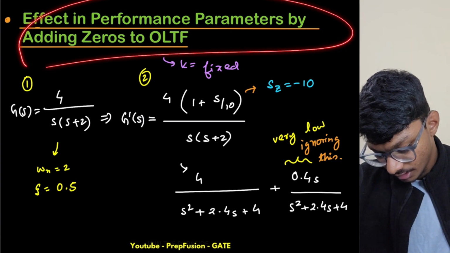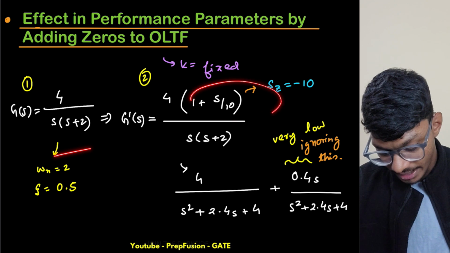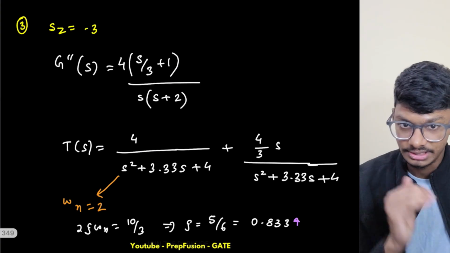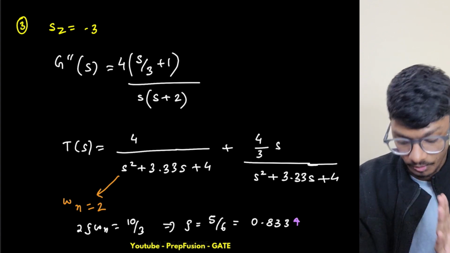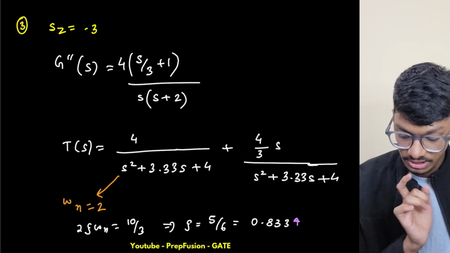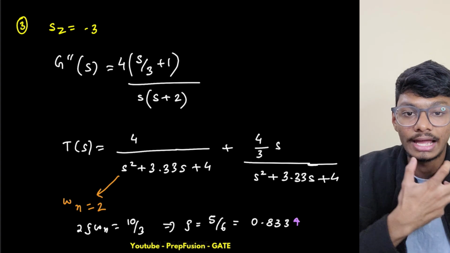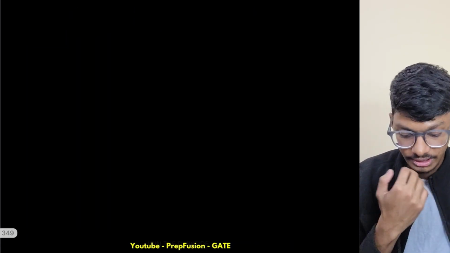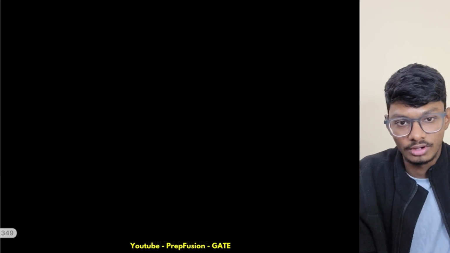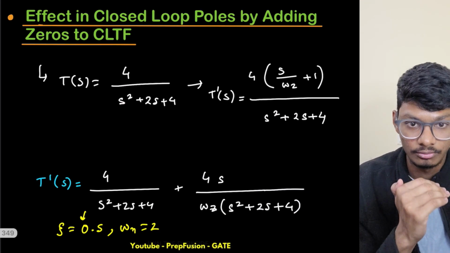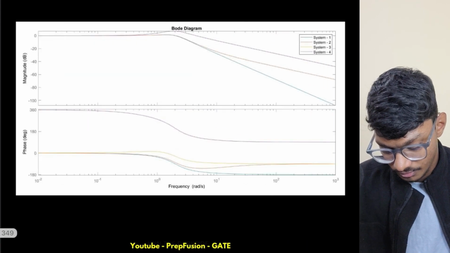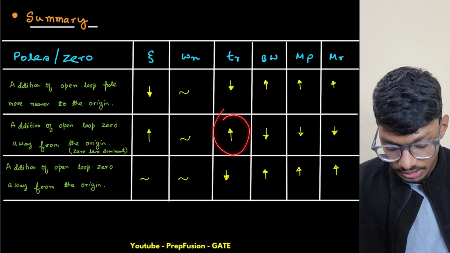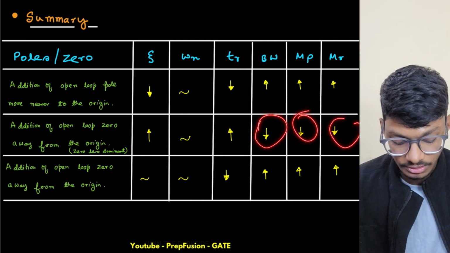Here, as you observe, the effect on performance by adding zeros. If I add a 0 much further away from the origin, what is happening? My zeta is increasing. Exactly. And I'm assuming that the 0 is non-dominant. I'm not assuming it for the other case, because if I assume it there, the calculation will be difficult, okay. And there is no point of that longer calculation, because GATE won't ask this type of question, which will take a very high amount of time, okay. So zeta increases. I'm assuming omega n to be constant. Hence T rise will increase and other things will reduce.